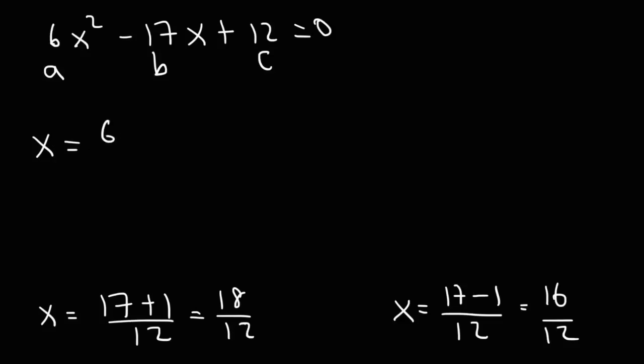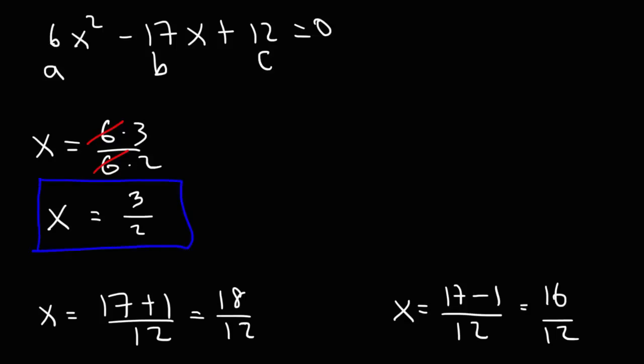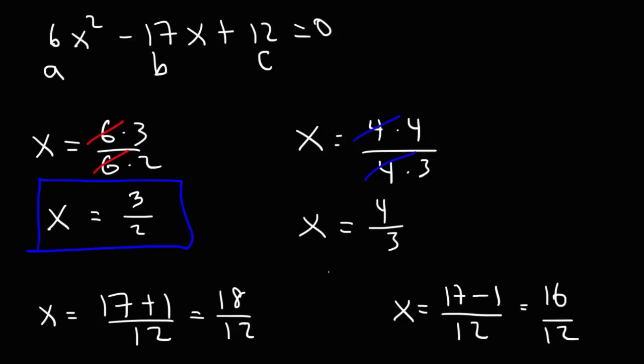So 18 is 6 times 3. 12 is 6 times 2. Canceling the 6, we get one of our solutions as 3 over 2. For the other one, 16, we can write that as 4 times 4. 12 is 4 times 3. So canceling the 4, we get the other answer, which is 4 over 3.